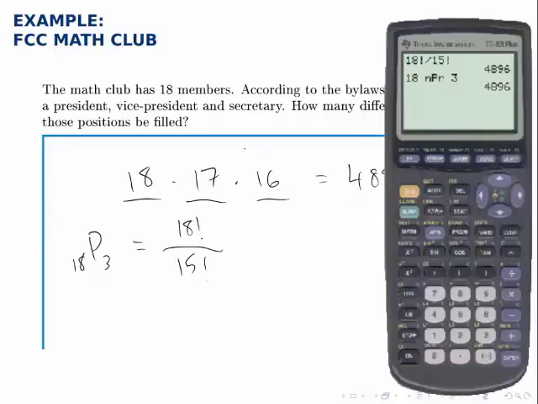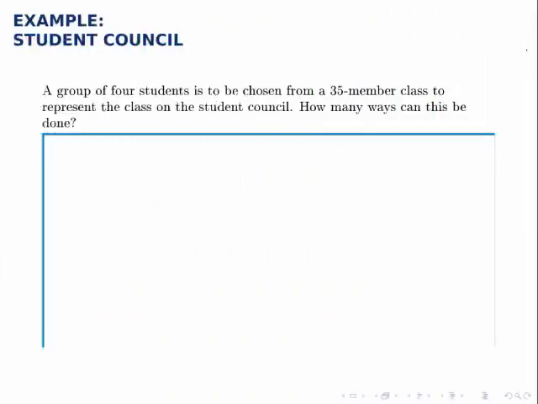A group of 4 students is to be chosen from a 35-member class to represent this class on the student council. How many ways can this be done? Since there's no mention of order, no mention of position within this committee, we're just selecting 4 students and want to know how many ways can we select them, this is a combinations problem.